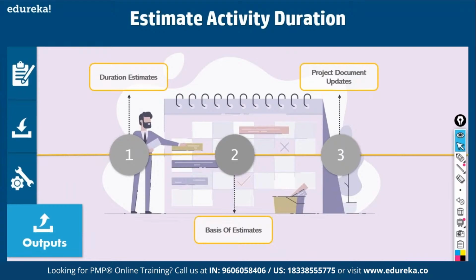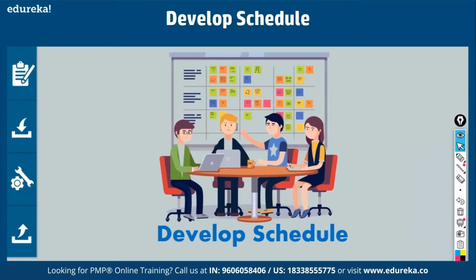Project documents will get updated in this process. Yeah. So we have developed schedule. No, and we have estimated durations for different network diagrams. We have to combine all these network diagrams and we have to develop one big schedule for all the work packages combined. Okay, this schedule is for the project as a whole, right? Fine.